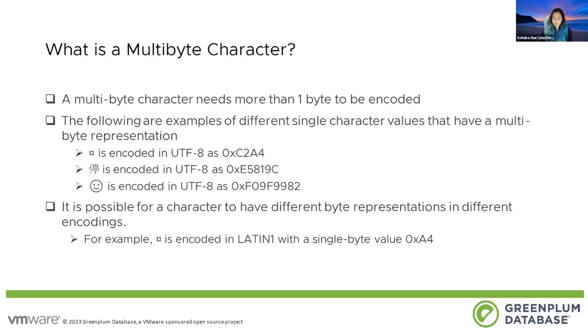What is a multi-byte character? A multi-byte character needs more than 1 byte to be encoded. For example, in UTF-8, the currency symbol is encoded as a 2-byte character, C2A4. Emojis are 4 bytes, and the Chinese character "ting" and other Chinese characters are encoded as 3 bytes. To add a layer of complexity, it's actually possible for a character to have different byte representations in different encodings. For example, the currency symbol is encoded in Latin-1 with a single byte value, A4.